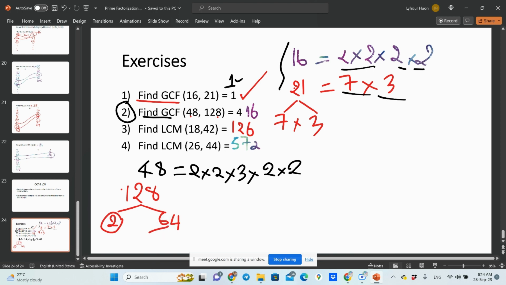So 64, we can break it into 32 and 2. While 2 is prime, 32 is not prime, so we break it further.